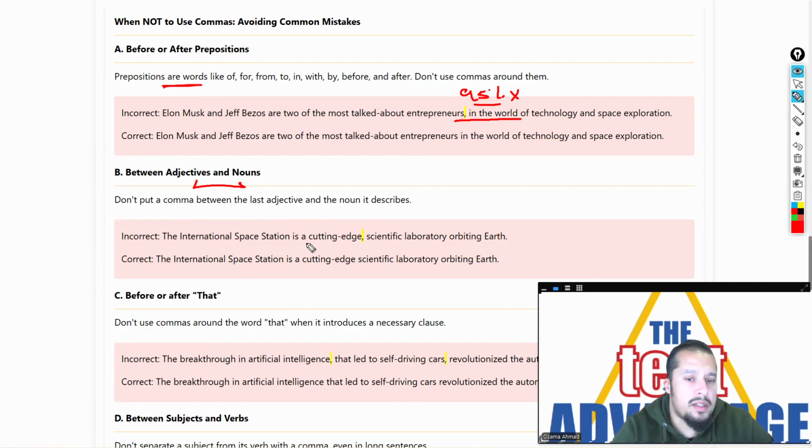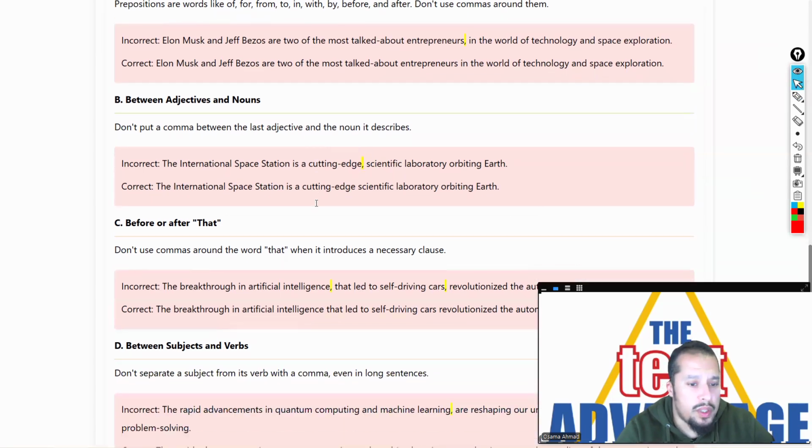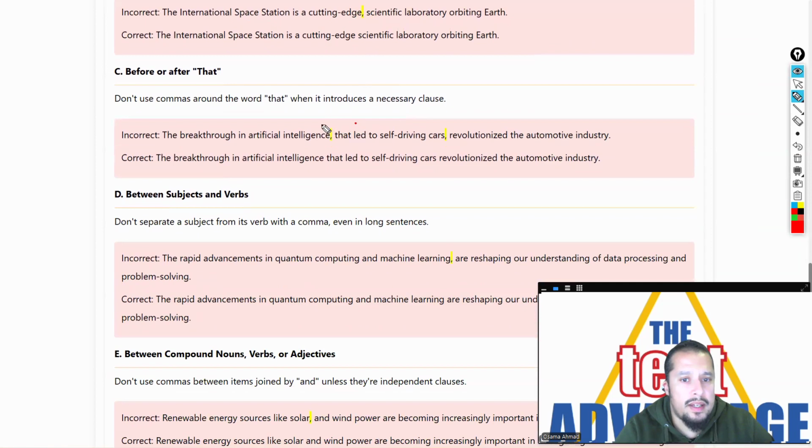The International Space Station is a cutting-edge, comma, scientific laboratory. This is an adjective, this is an adjective, this is a noun. When I find a comma between two adjectives, I ask myself, can I say cutting edge and scientific? No. So I can't put a comma. It's a fragment now. So I put the comma between the adjective and the noun. Before or after that, usually the one before it is wrong. Comma that. We hit on it. Maybe comma that, but not just comma that.